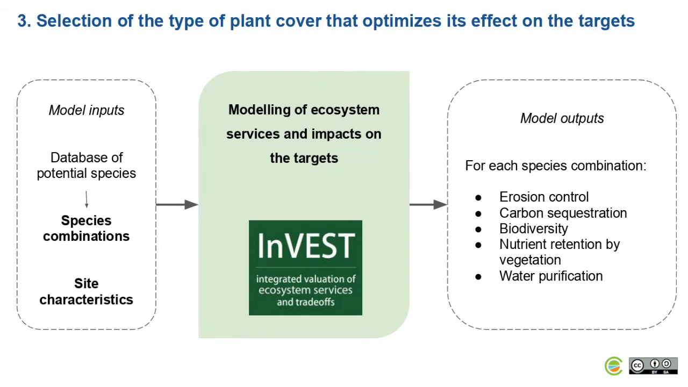So as a model input, we could use our species combination and the information on each species and the type characteristics that we found previously. So we could run our model for each species combination, and as model output, we would have for each species combination results on erosion control, carbon sequestration, biodiversity, nutrient retention by vegetation, and water purification.